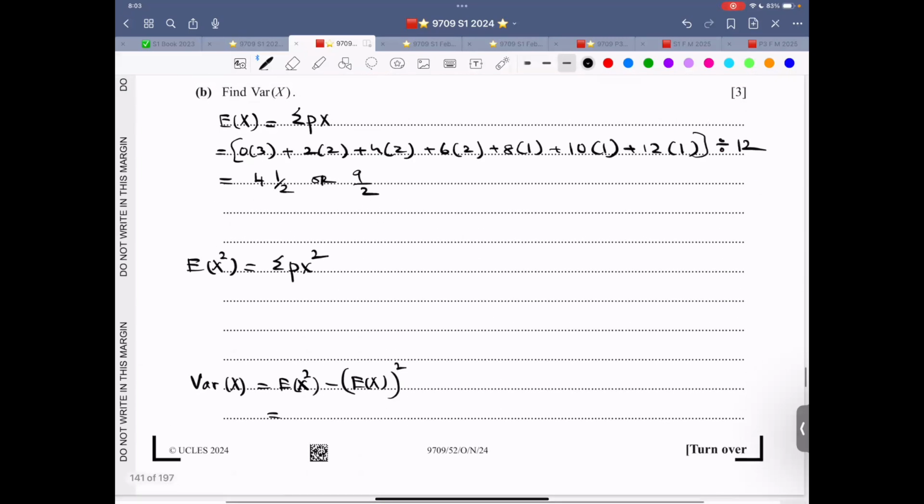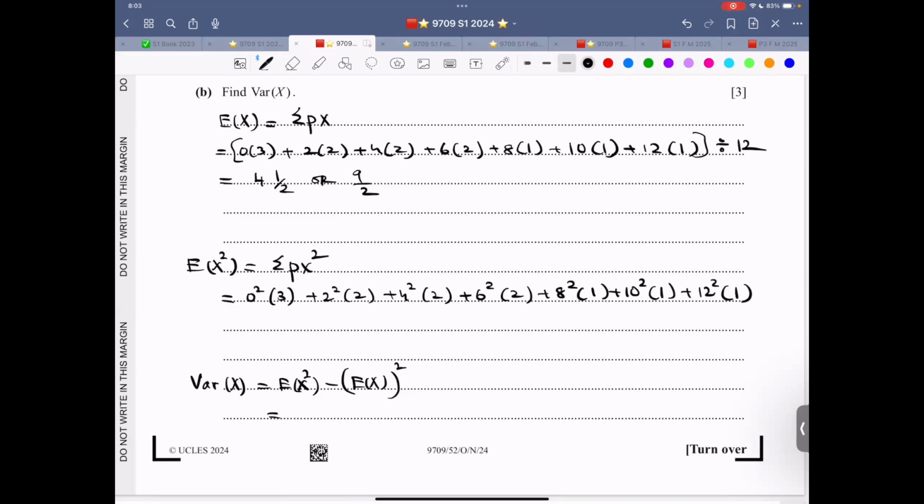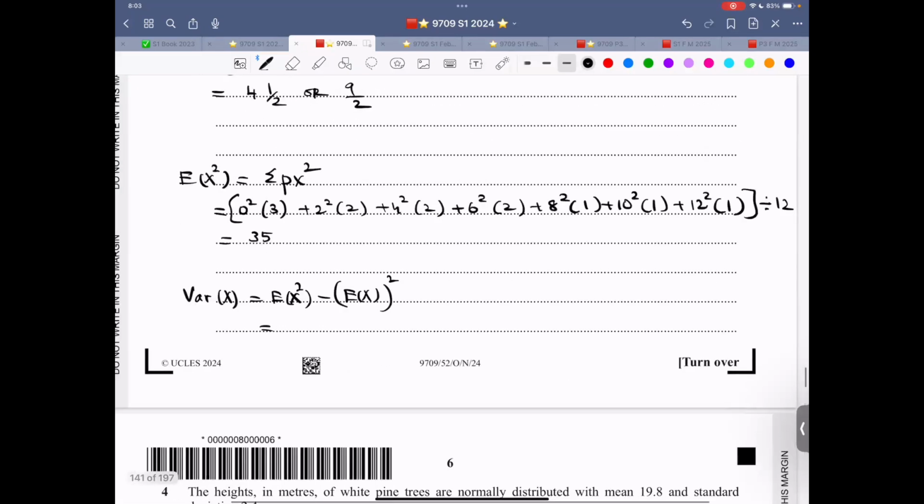Expectation of x square. So that is 0 square into 3, 2 square into 2, 4 square into 2, 6 square into 2, 8 square into 1, 10 square into 1, 12 square into 1, divided by 12. And this comes out to be a big number, that is 35. Do double check my working.